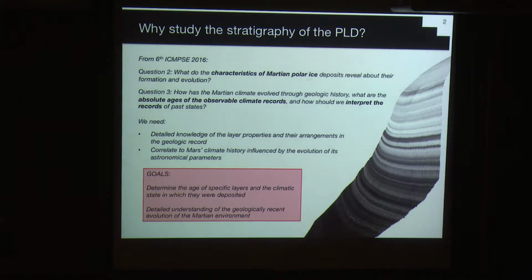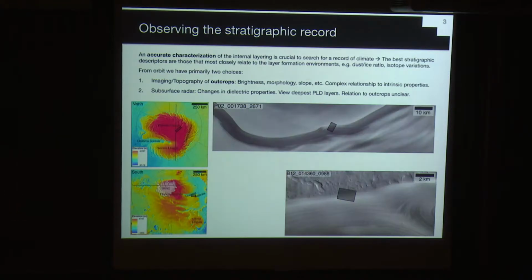And so our goals are then to determine the age of specific layers and what the climate state was when they were deposited. And so that'll give us a detailed understanding of the geologically recent history of the Martian environment. Okay, so in order to do this, we need the most accurate characterization of the internal layering that we can get. And in order to do this, the stratigraphic properties that we want to measure need to be those that are most closely related to the environments in which the layers were deposited. So for example, dust to ice ratio, different isotope variations, etc.